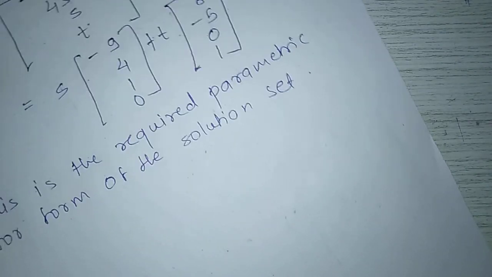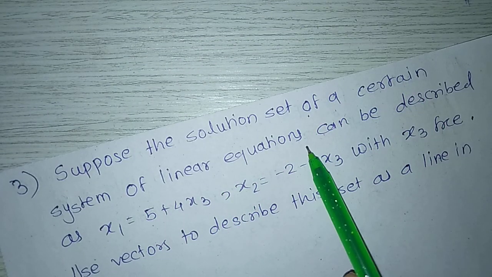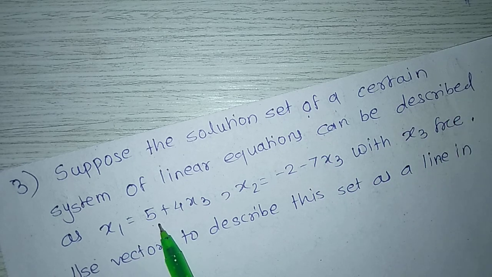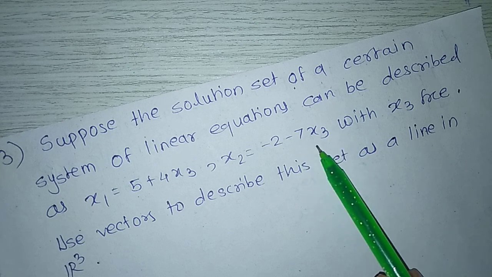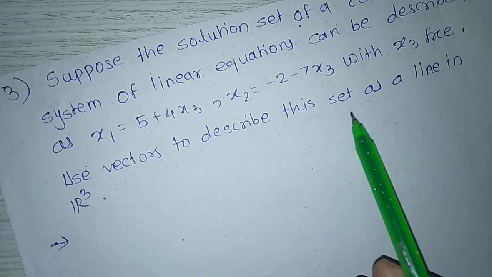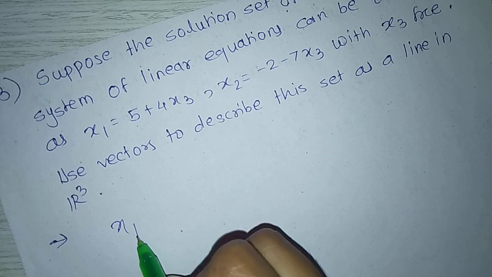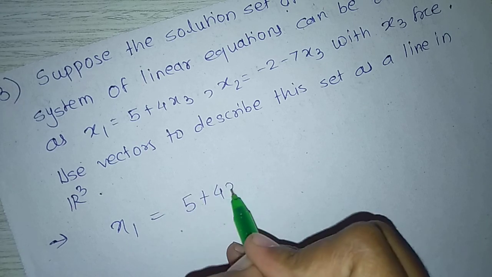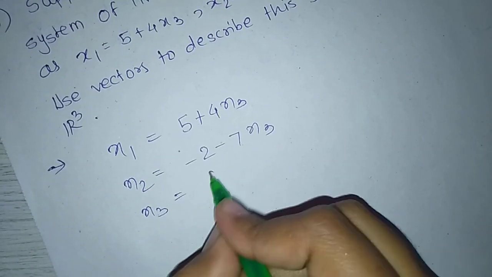Now next example, suppose the solution set of a certain system of linear equations can be described as x1 equal to 5 plus 4x3, x2 equal to minus 2 minus 7x3, with x3 free. Use vectors to describe this set as a line in R3. Now given x1 equal to 5 plus 4x3, x2 equal to minus 2 minus 7x3, x3 is free.